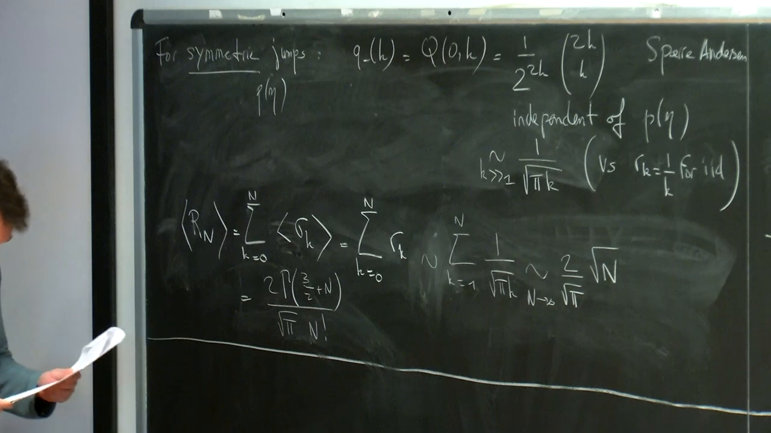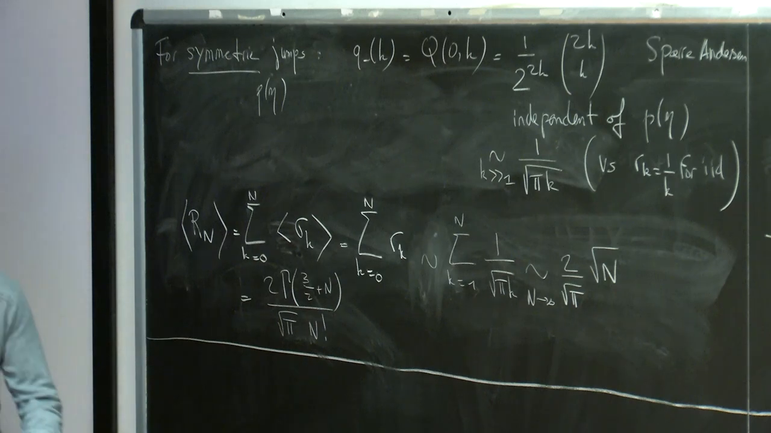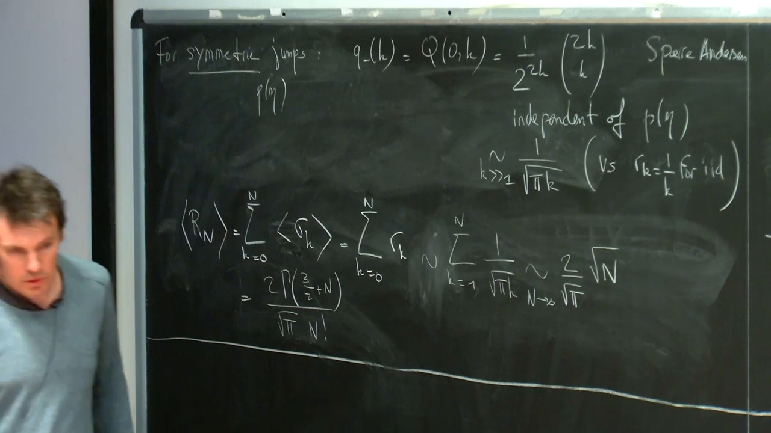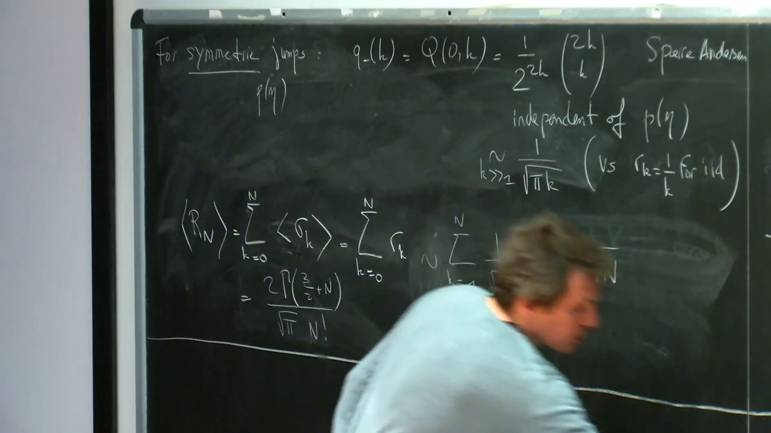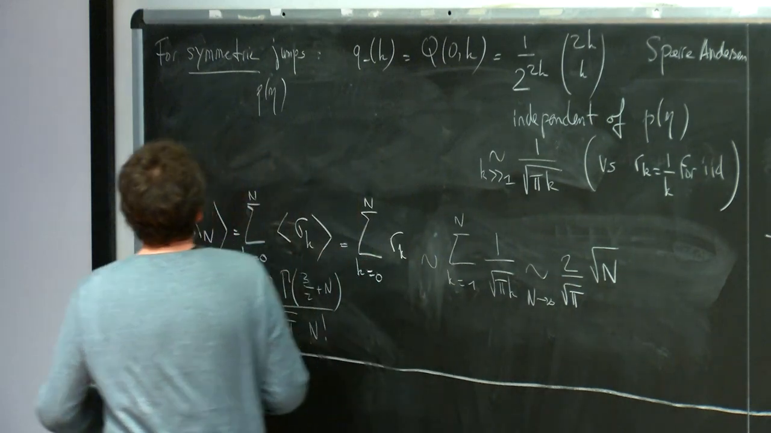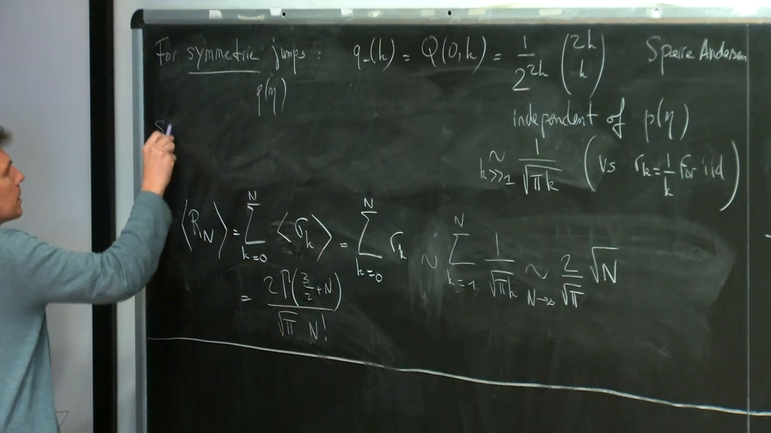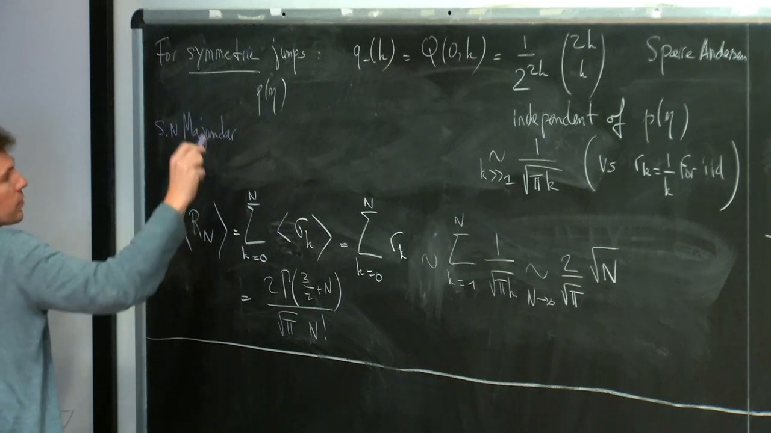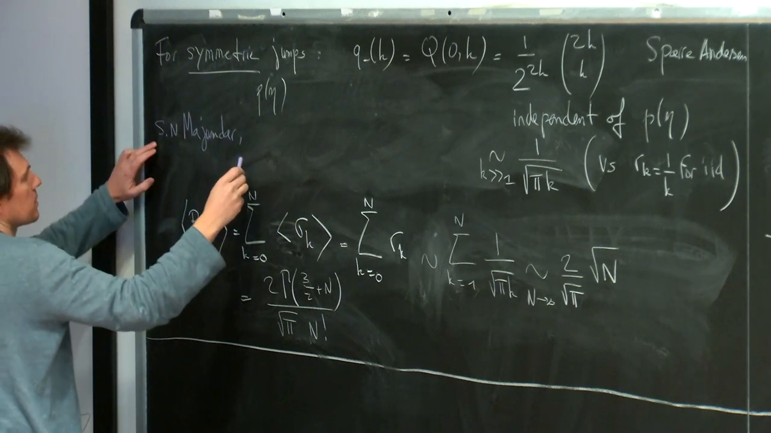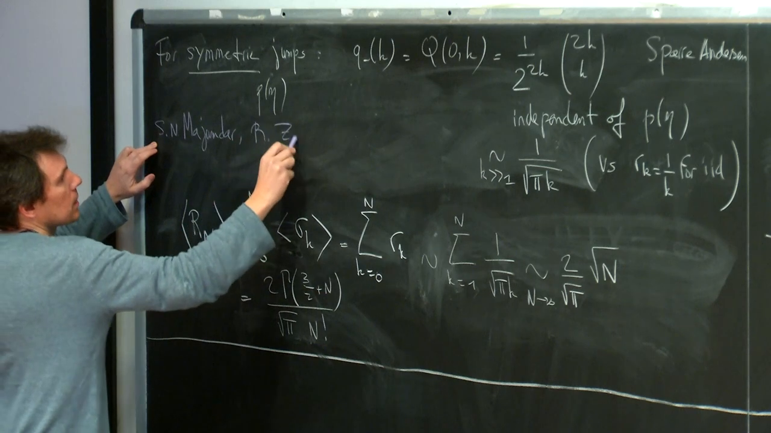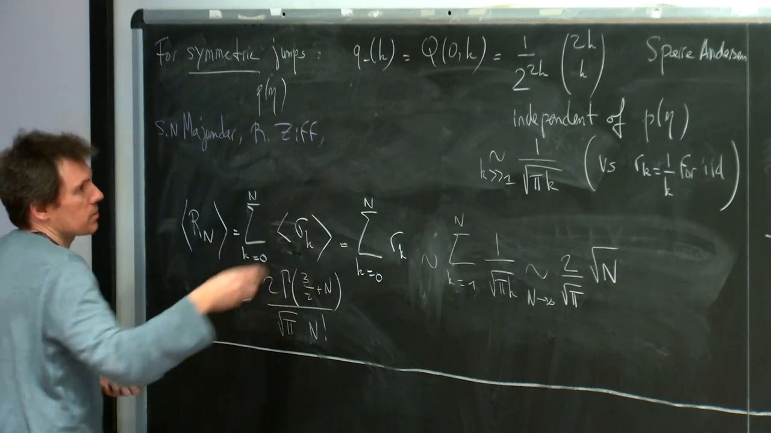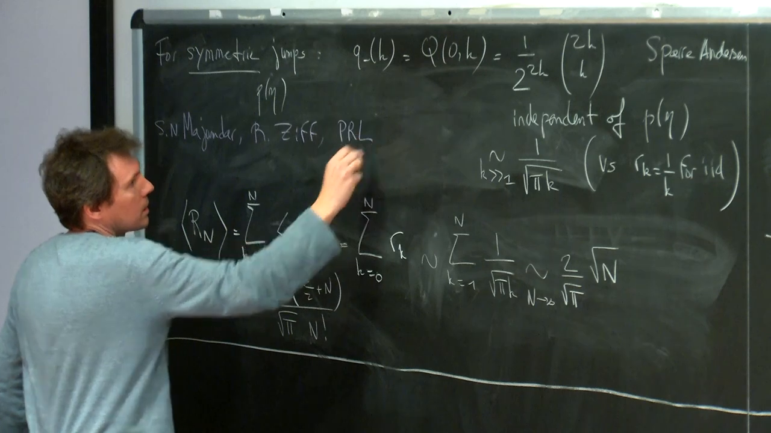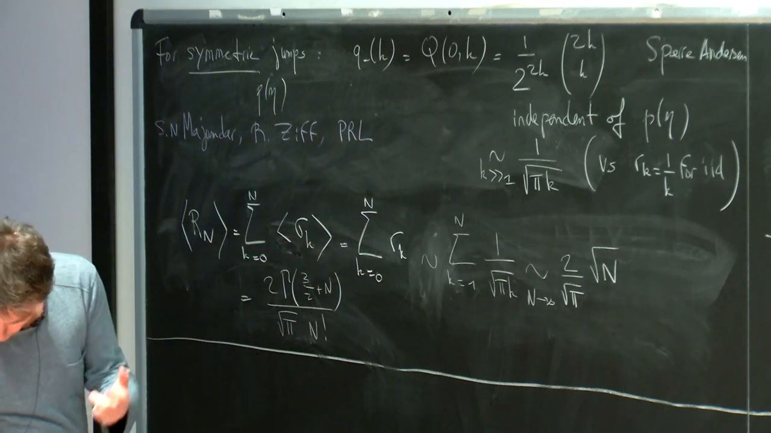factorial n. And let me just mention, I like very much this derivation, which is actually not due to myself, but let me mention the name of these gentlemen. This way of computing Rn was devised by Satya Majumdar and Bob Ziff. And this is a nice PRL paper, quite nice. I can give you this.